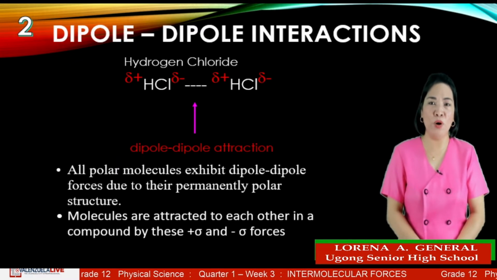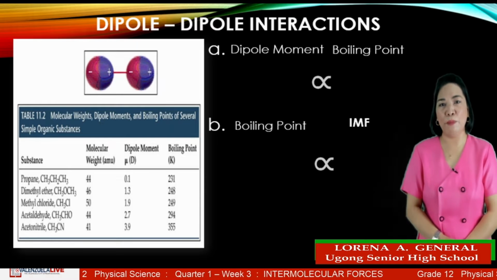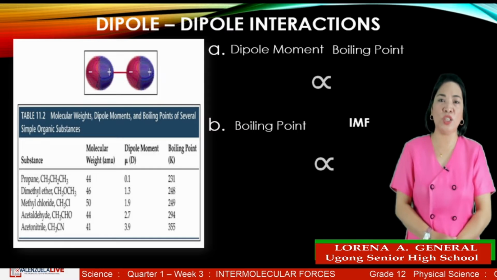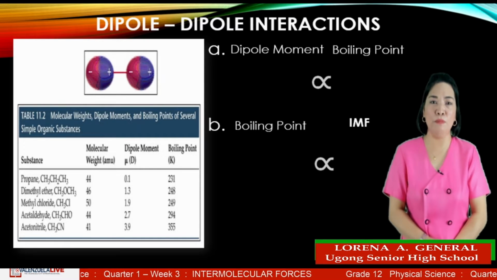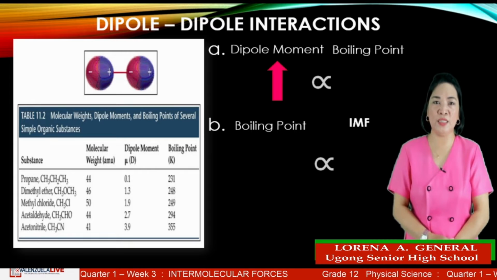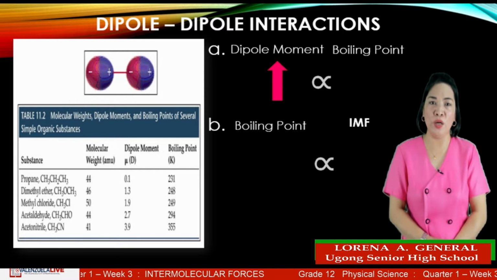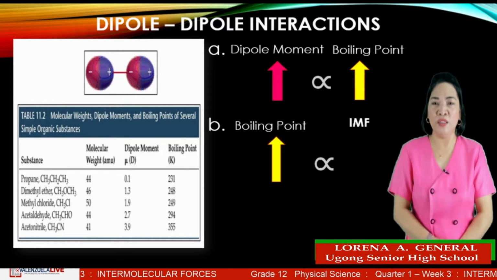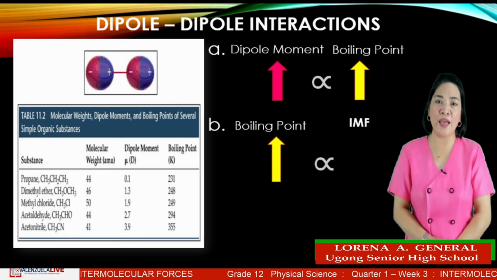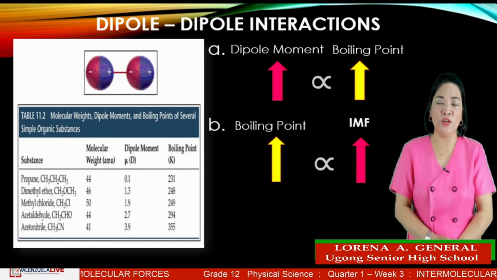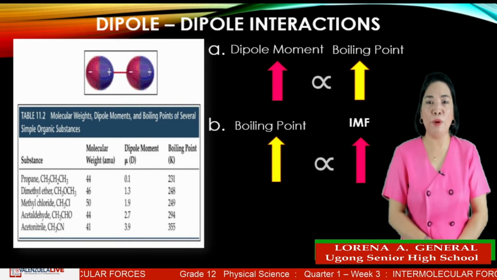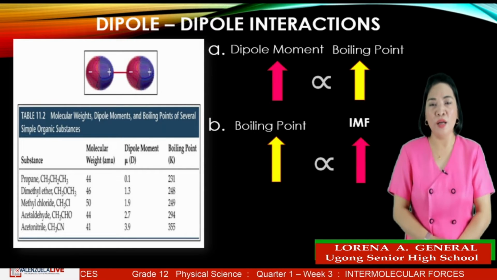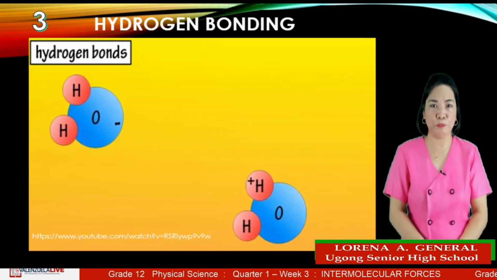a nearby molecule. Based on the diagram, for dipole-dipole interaction substances, as the dipole moment increases, the boiling point also increases. And as the boiling point increases, the intermolecular forces, or IMF, also increase. Therefore, the relationship of dipole moment, boiling point, and intermolecular forces is all directly proportional.